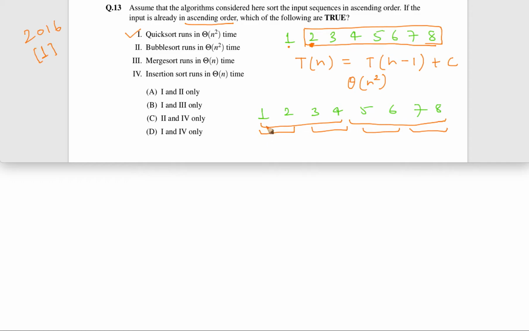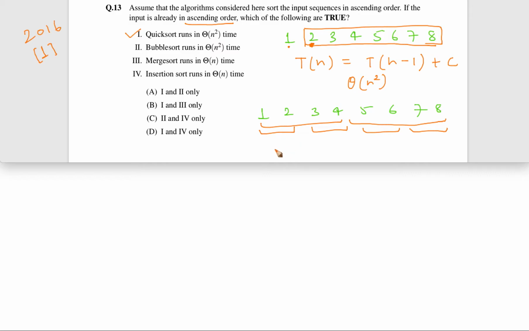Now you understand that even if 1 2 3 4 is sorted and 5 6 7 8 is sorted, when we are going to merge them, it is again going to take theta n time. Why? Because in two-way merging, the first element is compared with this, and the minimum among these two is chosen. In that fashion the two-way merging algorithm works, so again the time taken will be theta n.